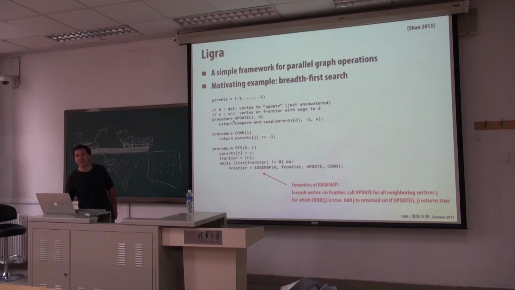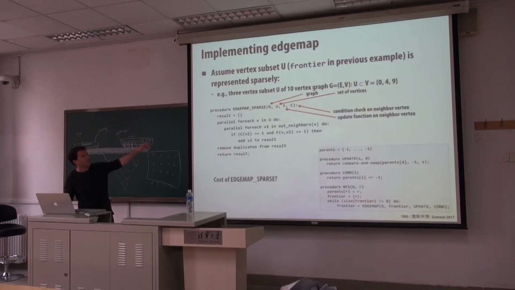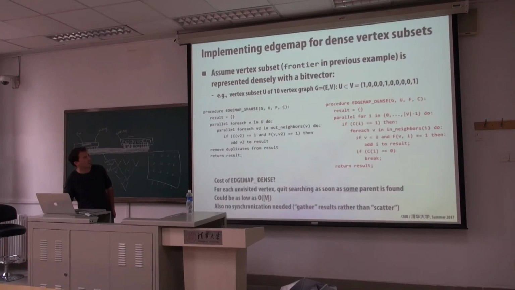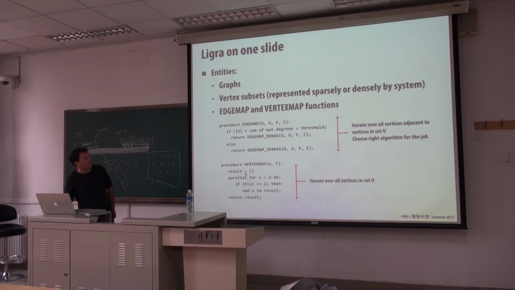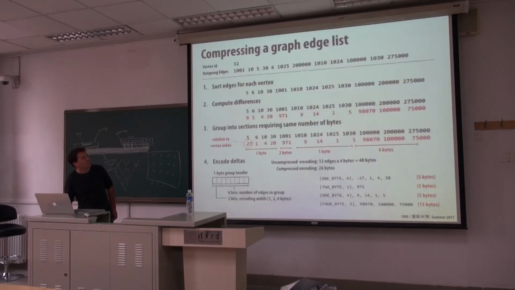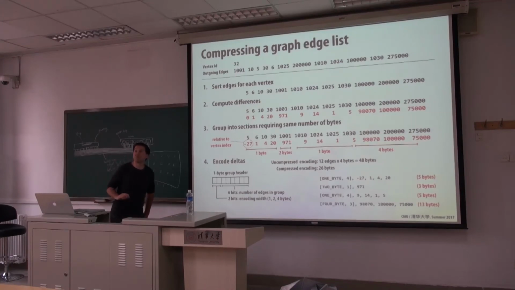And Ligra is an API with 3 functions: EdgeMap Sparse, EdgeMap Dense, and Vertex Map. So it gives you 3 functions to call, and if you call those functions, you can implement BFS, you can implement PageRank, you can implement many of your favorite graph algorithms, connected components, betweenness centrality. And Ligra will, if you care, compress your graph for you.